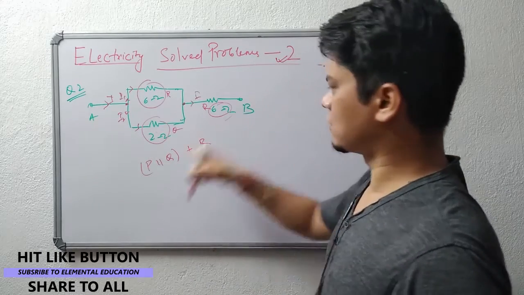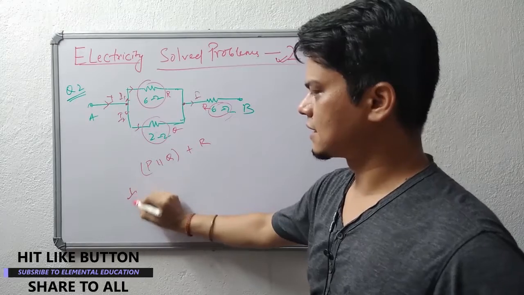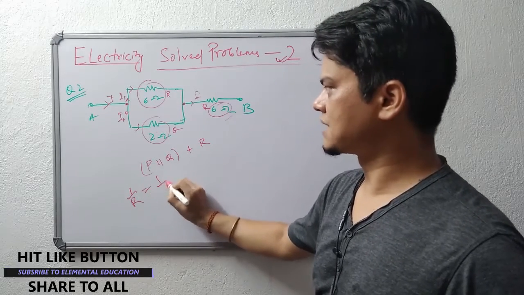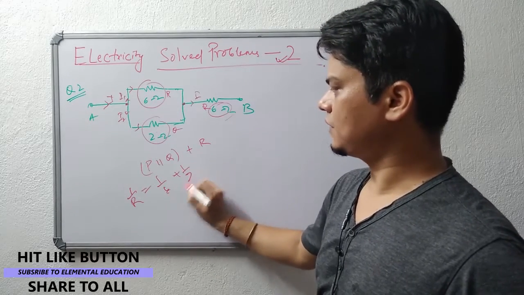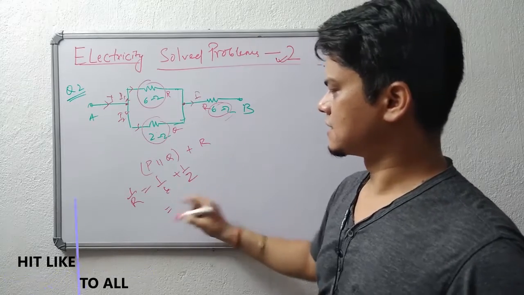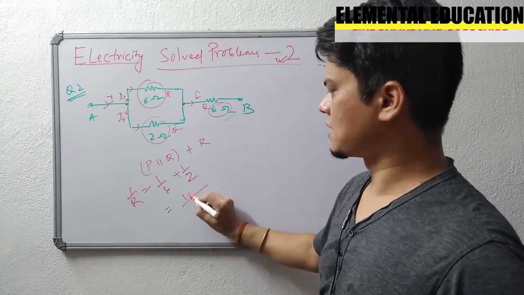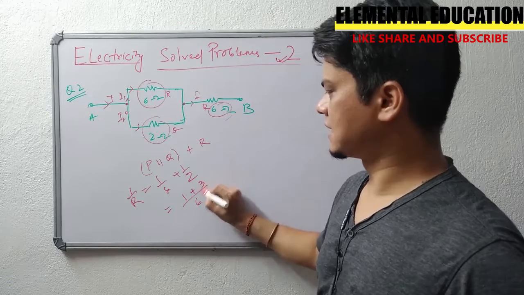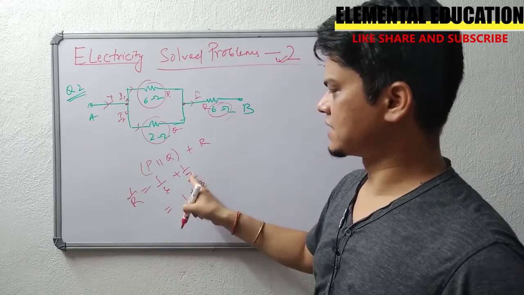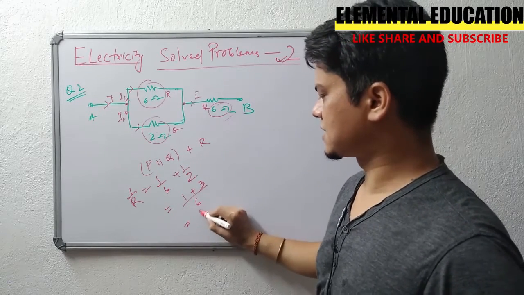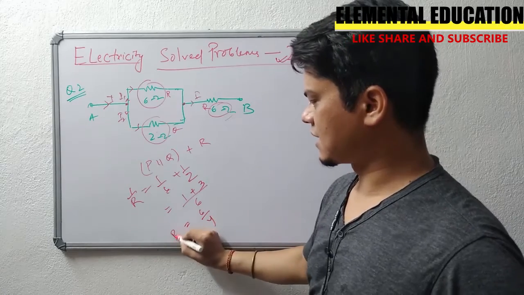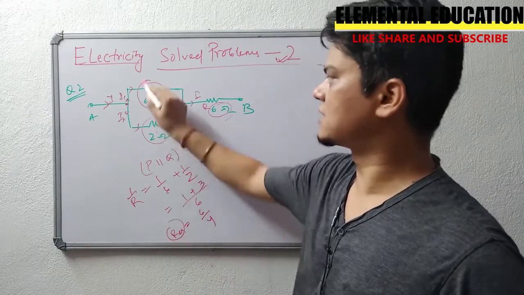1 by R, we know this parallel formula, 1 by R is equal to 1 by 6 plus 1 by 2. What is the denominator here? 6. So 1 plus, it is 3. See, 2 3s are 6, so 3. Now it is 6 by 4. R equivalent is 6 by 4 across these 2.